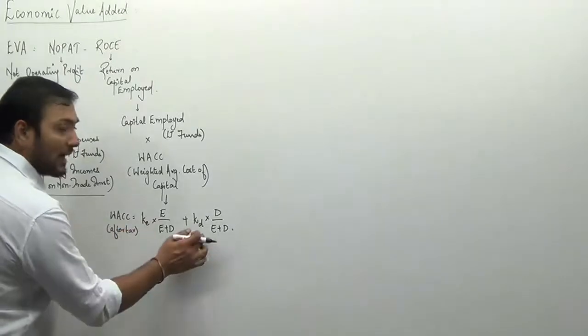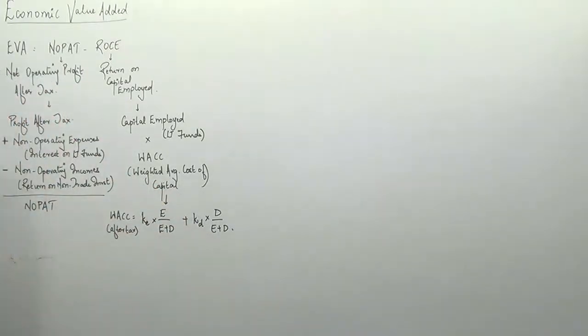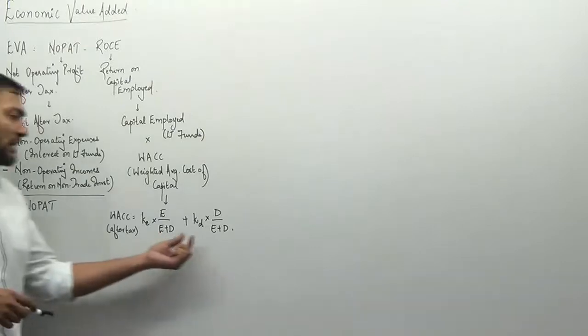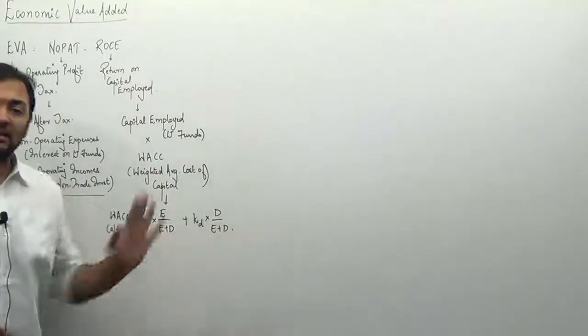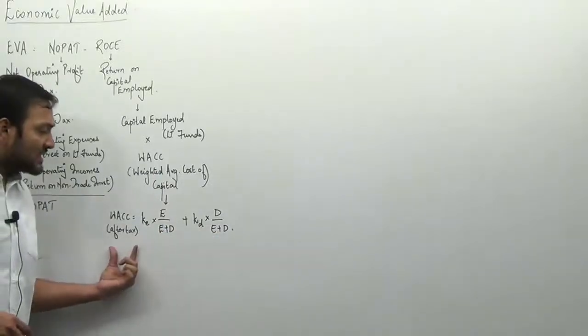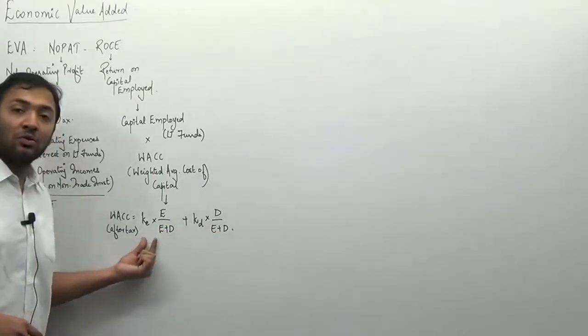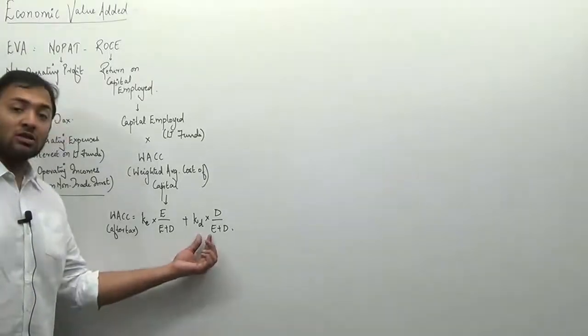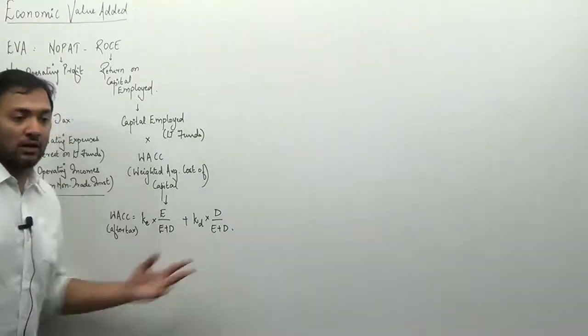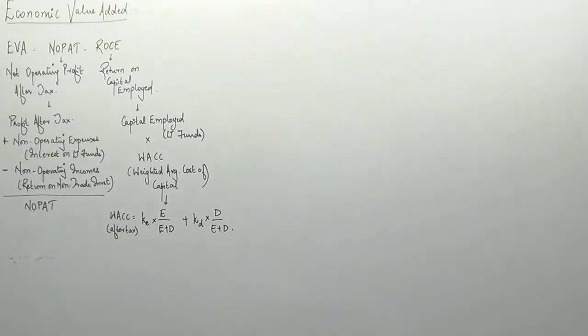So when you calculate KD, let's say interest is 12%. Then the cost of debt is 12% pre-tax. How do you get post-tax? 12% into 1 minus tax rate. Always WACC is after tax. Because cost of equity as such is always after tax. Cost of debt is always pre-tax. So into 1 minus T will give you what is cost of debt.